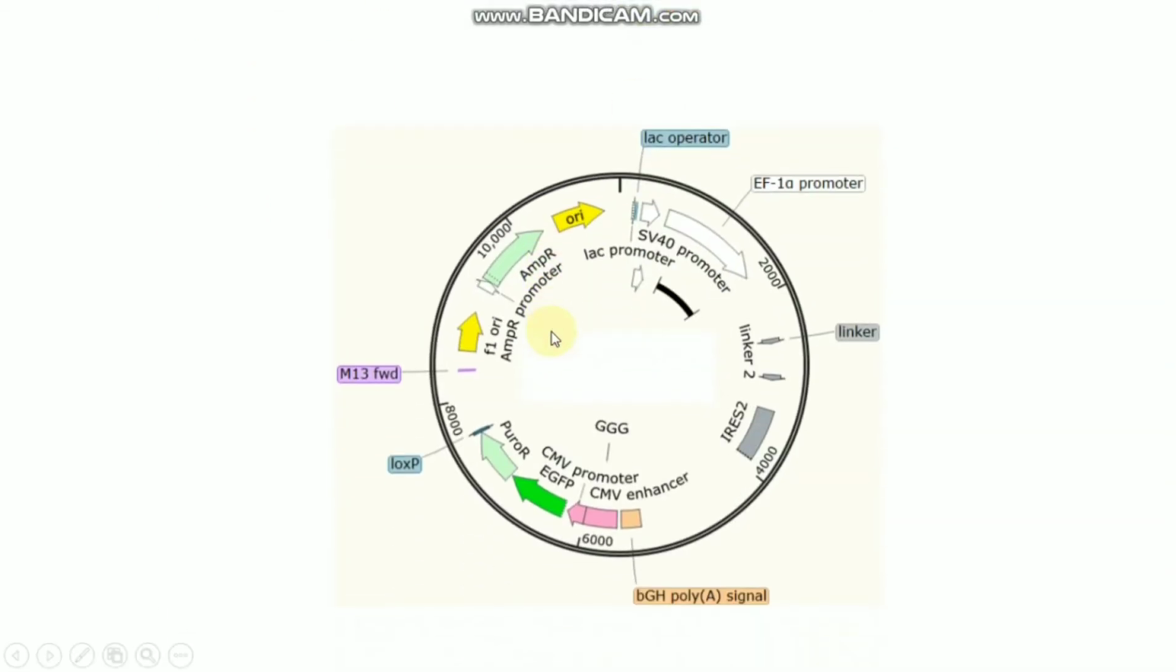Next I will talk about the steps of stable transfection development. For stable transfection, you have to have a selectable marker like puromycin resistance or geneticin resistance or whatever it is. So it must contain that kind of selectable marker. Here it is puro R, right? So what do you have to do?